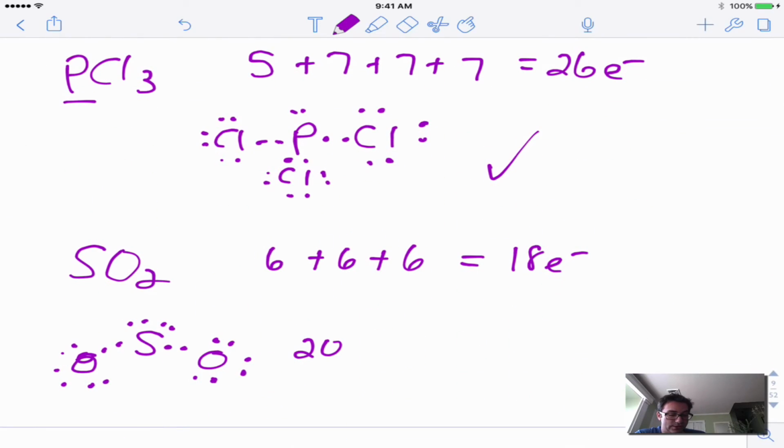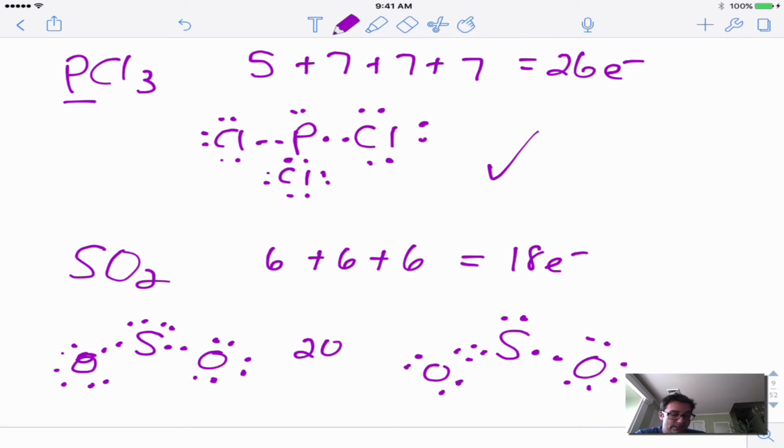So I'm going to redraw this instead of trying to fix it. You should always redraw it instead of trying to fix it. S, now we're going to do a double bond on this side, and a single bond on this side. I go through and I put in my dots, and I want to give each one 8.